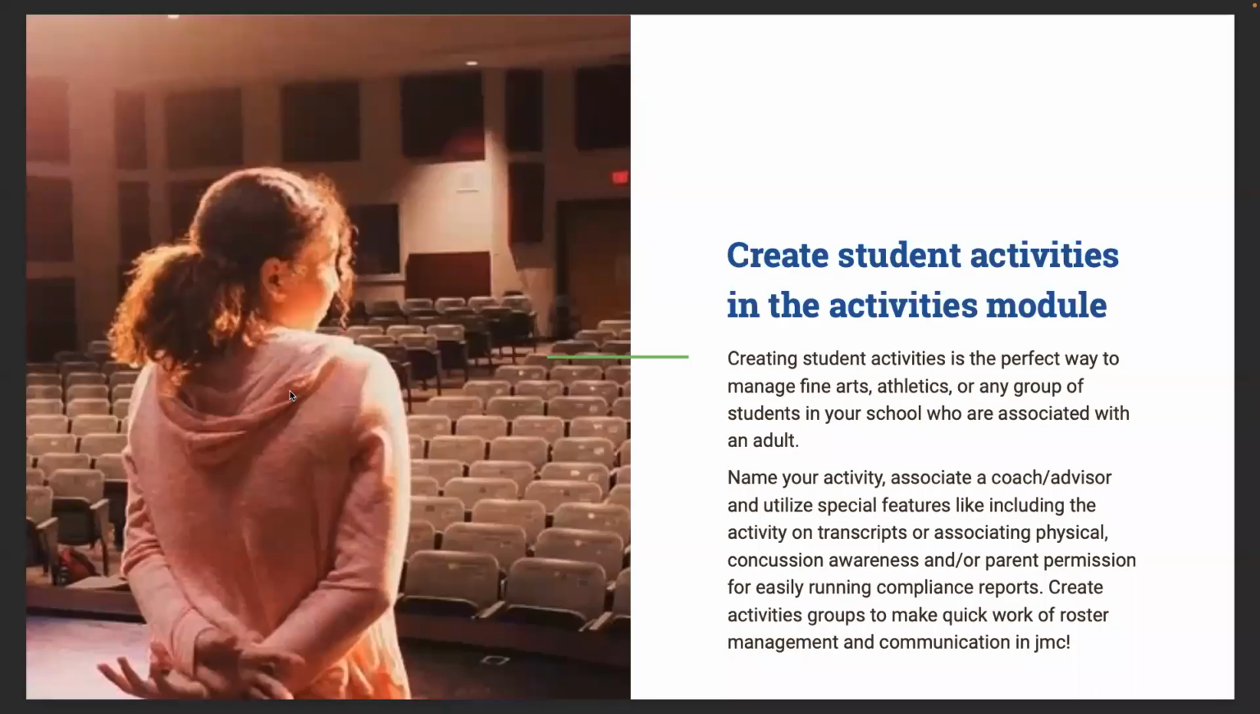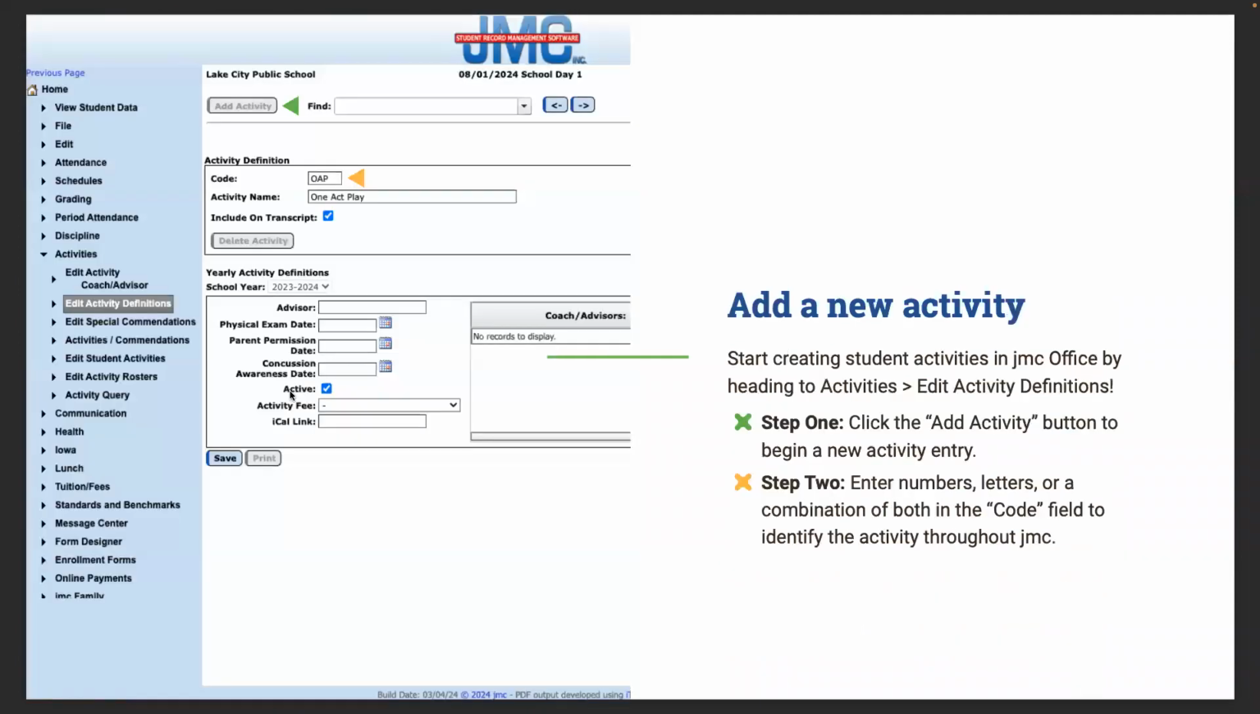All right, creating activities and rosters. Entering your activities in JMC. Creating student activities is the perfect way to manage fine arts, athletics, or any group of students in your school who are associated with an adult. Name your activity, associate a coach or advisor, and utilize special features like including the activity on transcripts or associating physical, concussion awareness, and or parent permission for easily running compliance reports. Create activities groups to make quick work of roster management and communication in JMC.